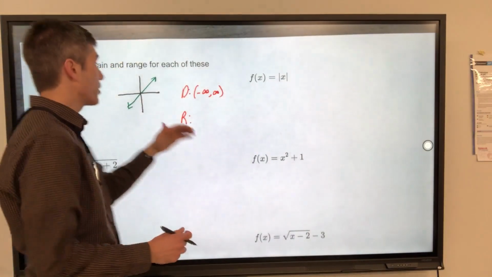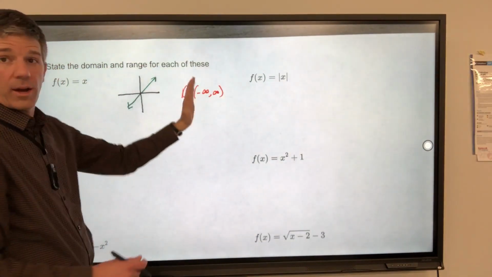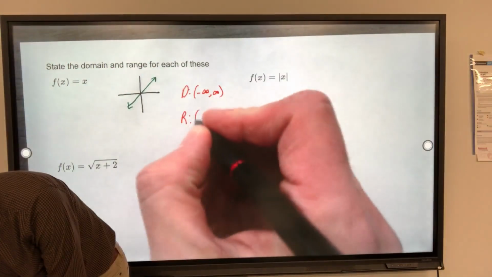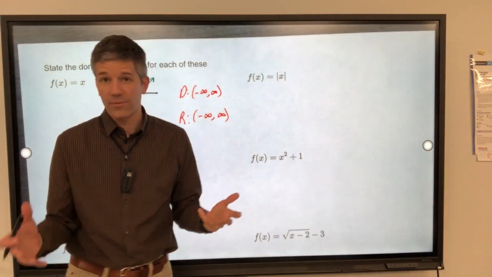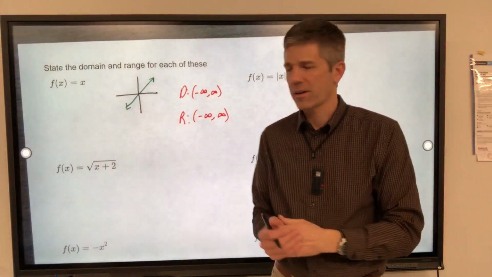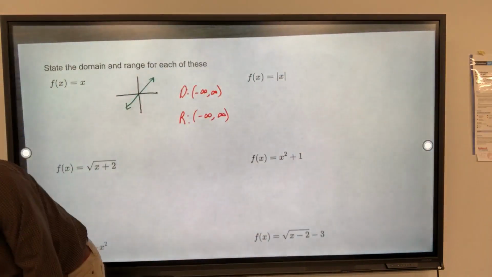So it goes down forever and up forever, and it goes left forever and right forever. So negative infinity, positive infinity. Okay, first one's done. We know what that graph looks like. These are the parent functions that we've been talking about. The next one is absolute value. You know what that looks like. Let's draw that one very quickly.